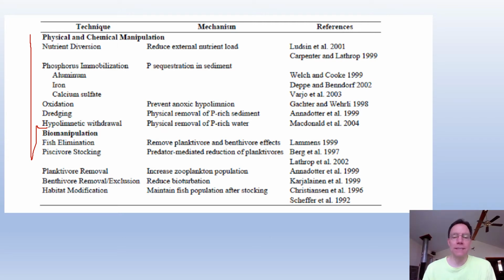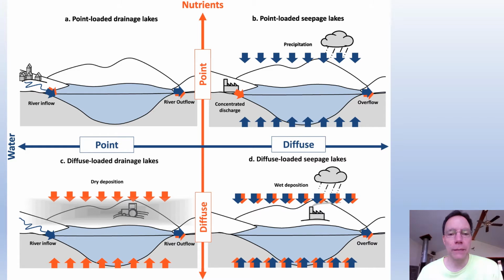About there are what I would call bottom up measures. That means that they're trying to deal with nutrient issues. And you can see the very first one is nutrient diversion. And then something called phosphorus immobilization, oxidation, dredging, and hypolimnetic withdrawal. So we'll take a quick look at all of those today. And then the bottom part here, these are top-down approaches. So biomanipulation, fish elimination, piscivore stocking, planktivore removal, benthivore removal, and habitat modification. So we'll go through these pretty quickly.